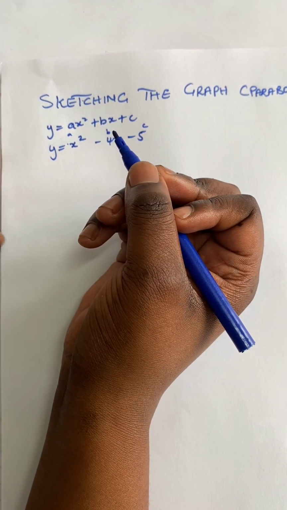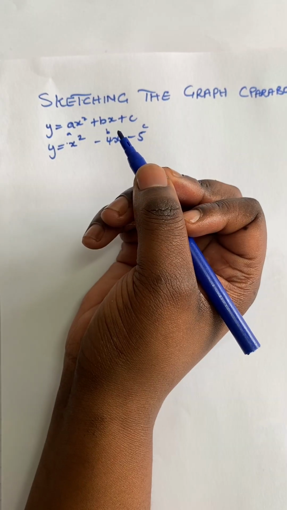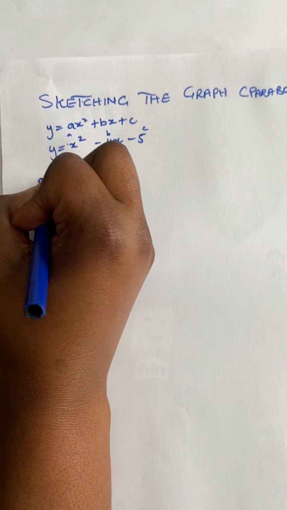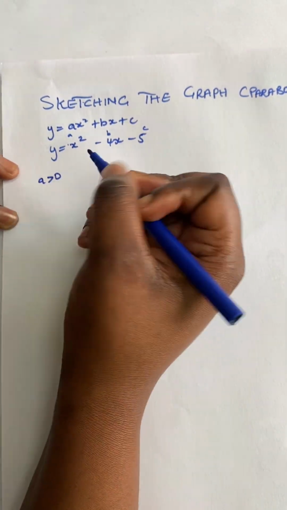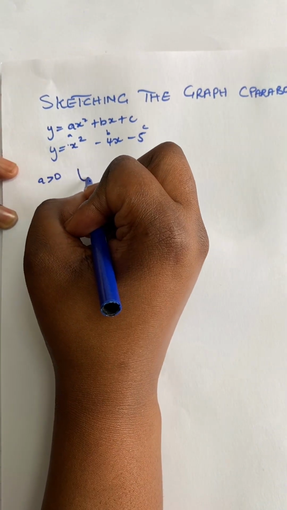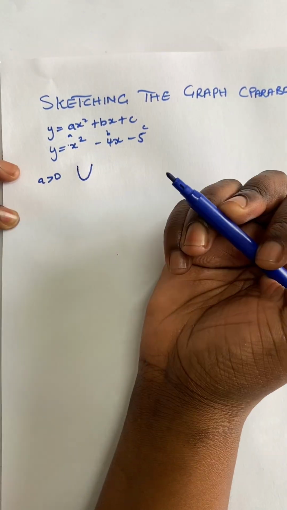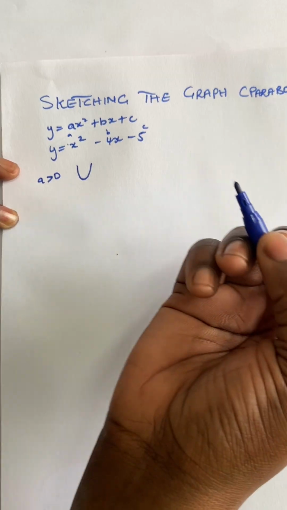Okay, what does that mean? It means that your graph will be happy. Your a is greater than 0. That means your graph will be like this. It will face up. Okay, right?